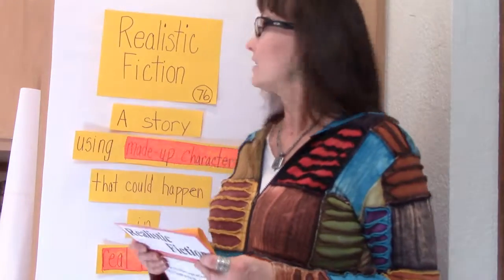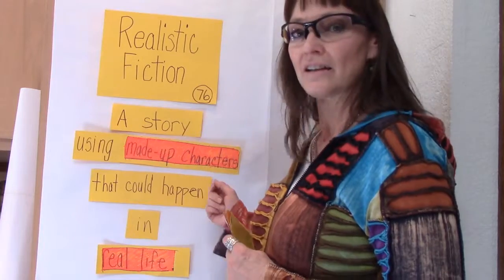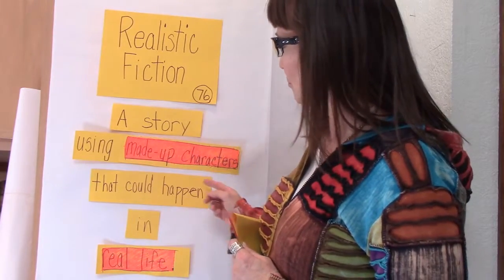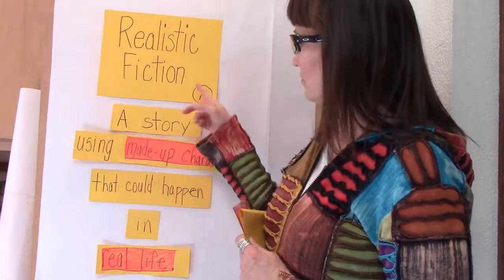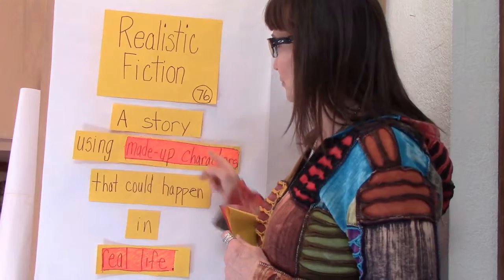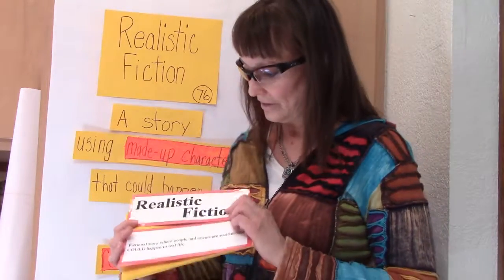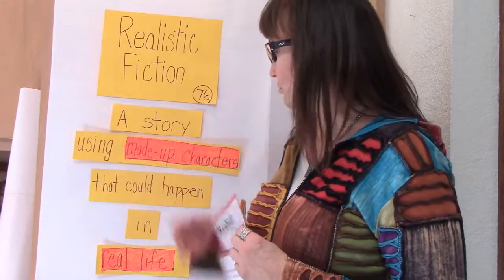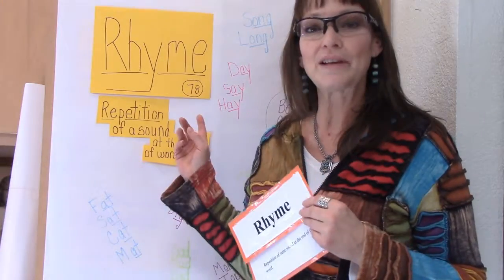We're almost done. This week we're doing realistic fiction, and I just highlighted the most important part of the definition. Realistic fiction is a story using made-up characters that could happen in real life. So the fiction part is made-up characters. The realistic part is it could happen in real life. So realistic fiction is a genre of a story that is made up but could really happen. So I'm going to go a little bit out of order today.